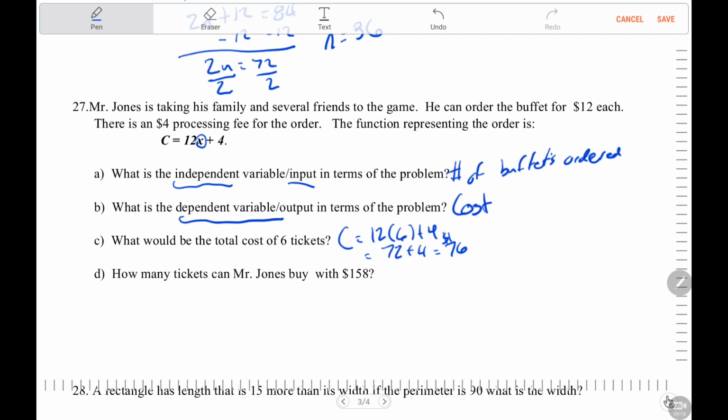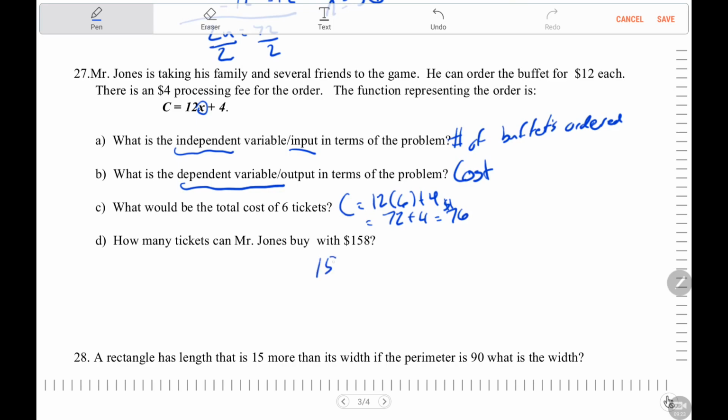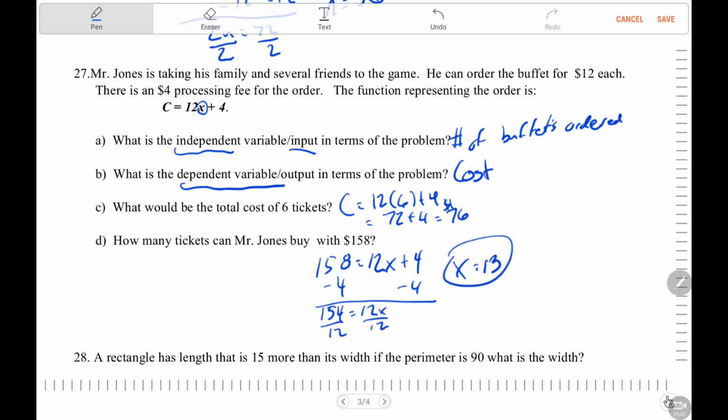And then let's say how many tickets can Mr. Jones buy with $158? All right, well, just set 158 equal to 12x plus 4. Subtract the 4. 154 equals 12x. Divide by 12. And what's x going to be? 12, 13. There we go. So you can buy 13 plates, or 13 buffet orders.